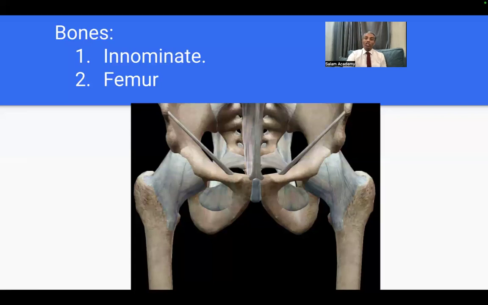Hip joint, like any joint, is formed where bones meet together. Here, the innominate bone, sometimes called the coxa, and the femur meet together and form the hip joint. The hip joint is the strongest joint in our body. It is responsible for transferring all of the loads from our body downward to the ground, and doing the reverse: it receives the ground reaction force from the ground back again to our body.